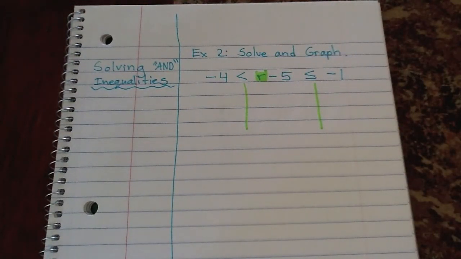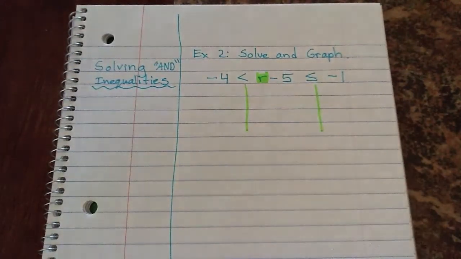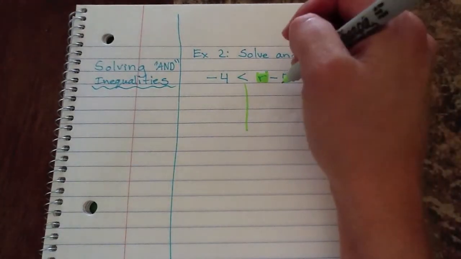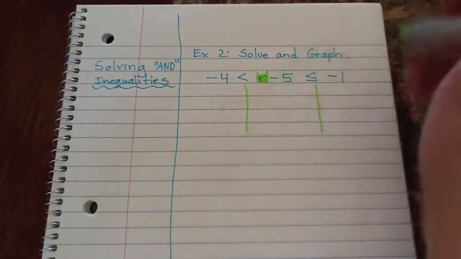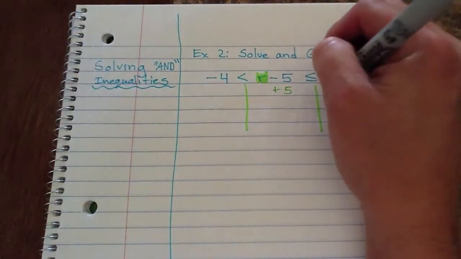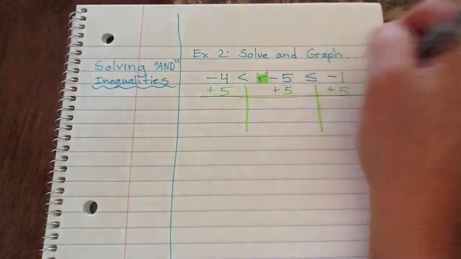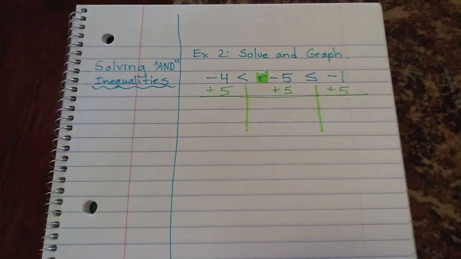There's your variable, and you're going to isolate it using the same rules you've already learned. So if I want r to be alone, what am I going to do with -5? Hopefully most of you said, okay, I'm going to add 5. This is where that rule applies. If I'm going to add 5 here, I'm also going to add 5 here and here. So 3 times instead of 2.